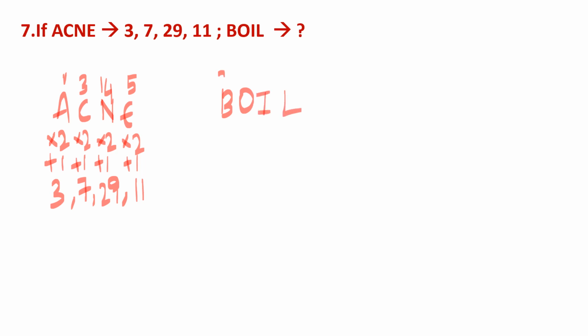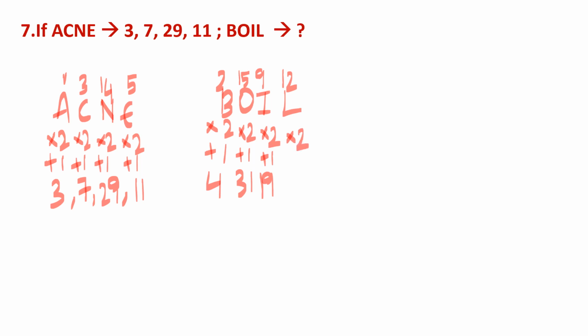Boil. This is 2, 15, 9, 12. 2 into 2 plus 1, that is 4. 15 into 2, 30 plus 1, that is 31. 9 into 2, 18 plus 1, 19. 12 into 2, 24 plus 1, that is 25. So 5, 31, 19, 25.